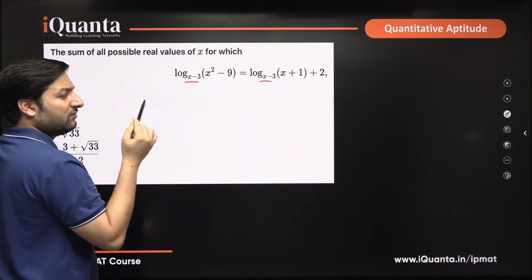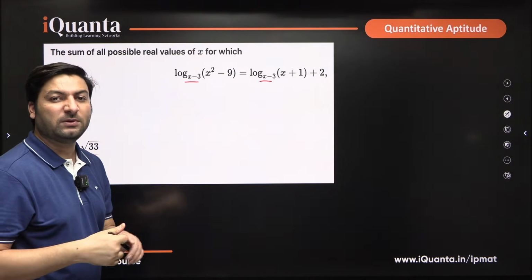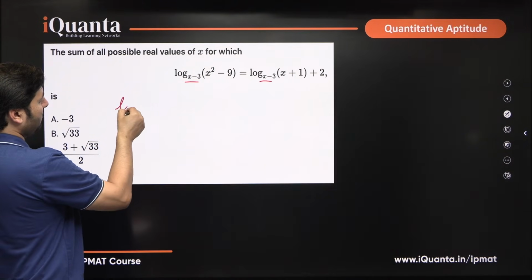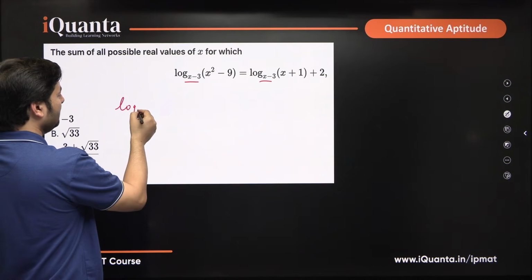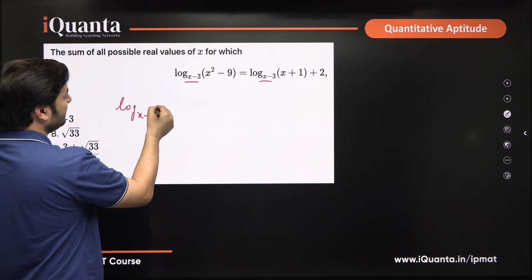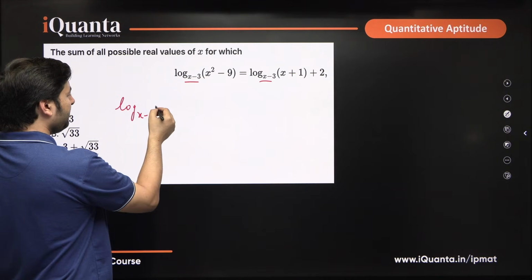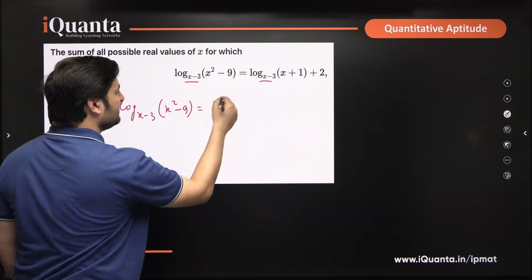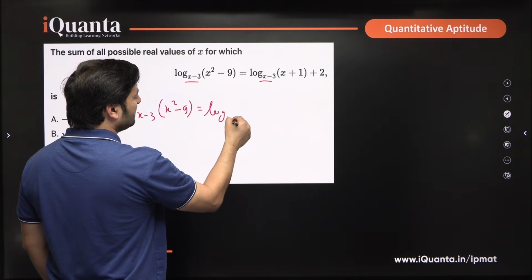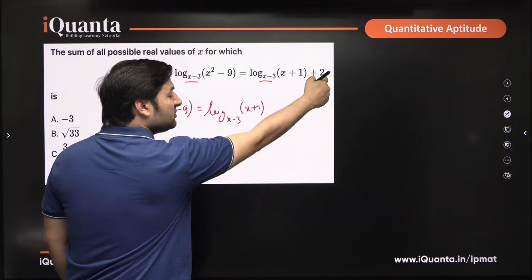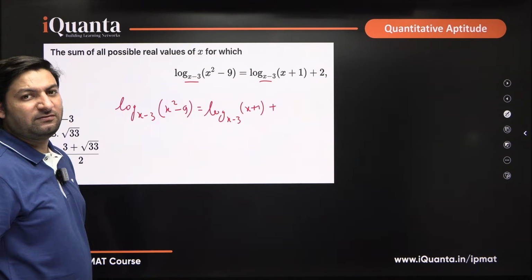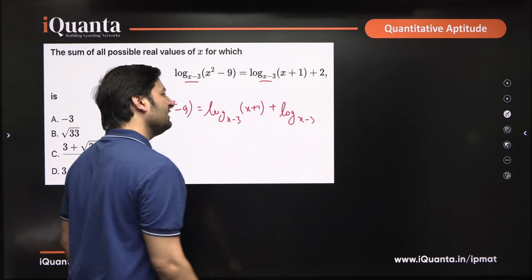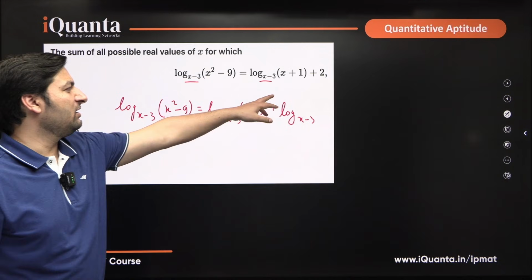In such questions, first of all, try to make the bases of the logs equal, because you know that log properties are usually helpful when the bases are the same. So, this is log base x minus 3 of x square minus 9, and this is log base x minus 3 of x plus 1. This 2 cannot be directly added with these logs, right. So, how can I do it? I know that I have to make a log out of this having base x minus 3. So, what can I do so that ultimately it gives the value 2?